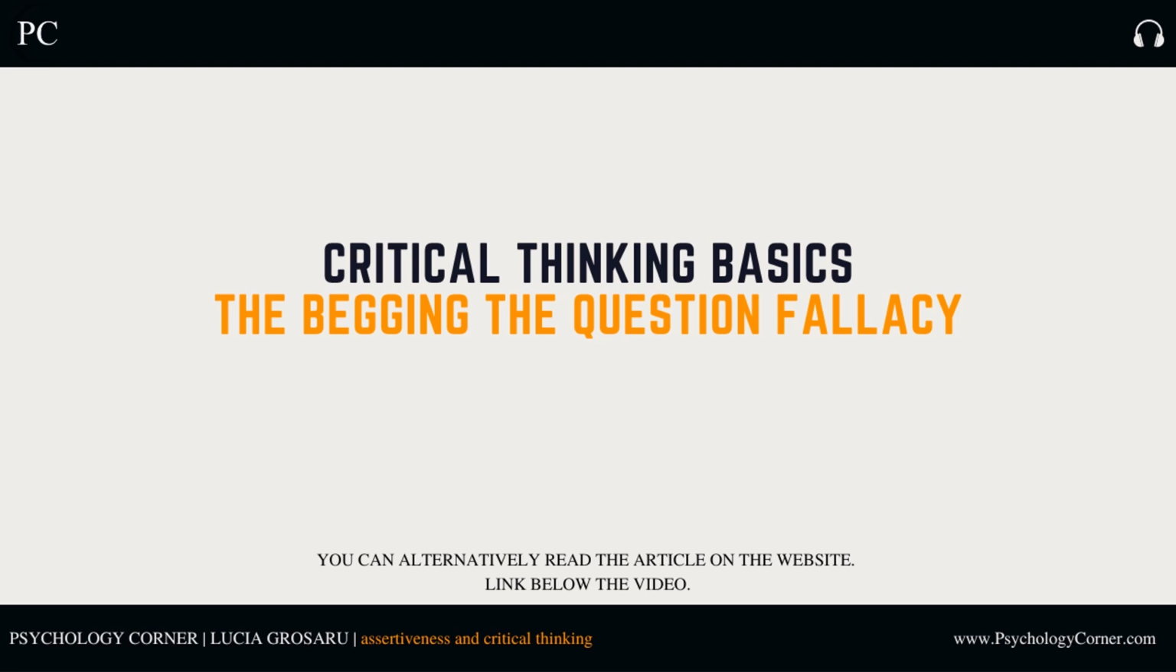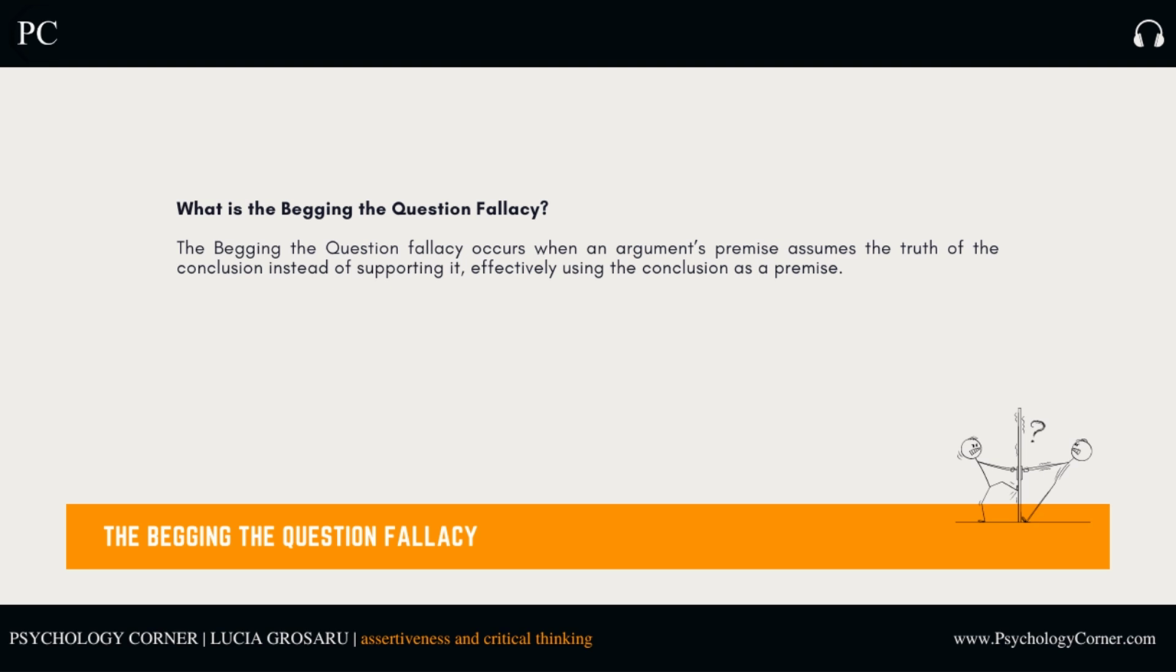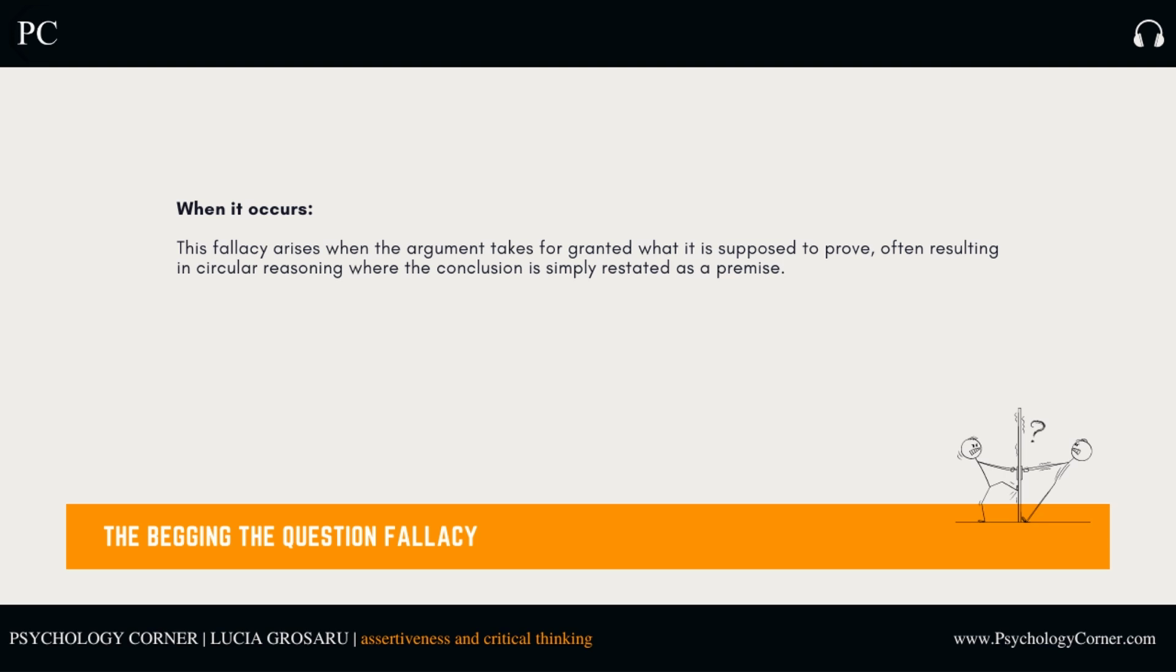What is the begging the question fallacy? The begging the question fallacy occurs when an argument's premise assumes the truth of the conclusion instead of supporting it, effectively using the conclusion as a premise. This fallacy arises when the argument takes for granted what it is supposed to prove, often resulting in circular reasoning where the conclusion is simply restated as a premise.